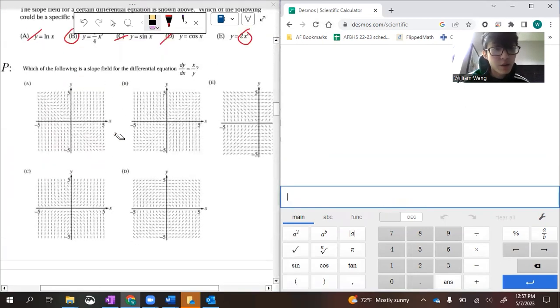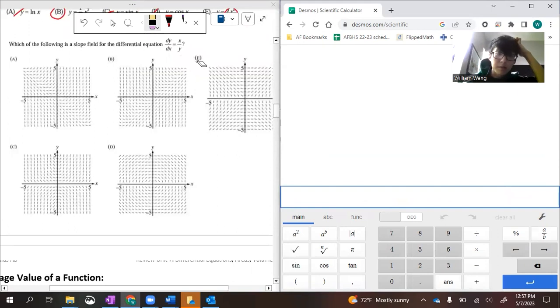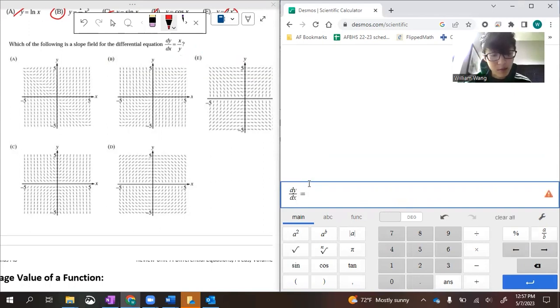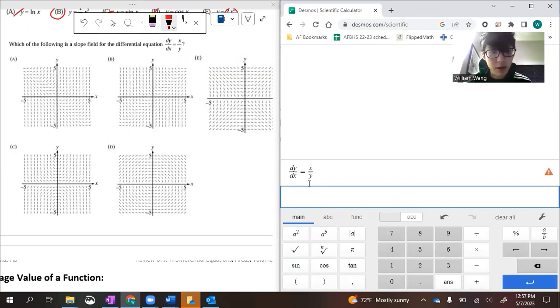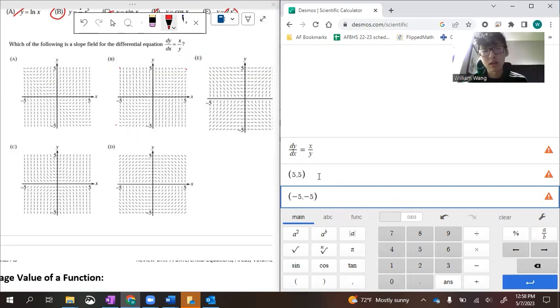Which of the following is a slope field for the differential equation dy over dx equals x over y? All right, so I would think about this the same way as the practice we did before, but let's just choose a bunch of random points. On the graph they have a bunch of corners labeled at -5 and +5. So I'm going to choose 5, 5. Another point I want to test would be the negative, so -5, -5. Let's try these two first.